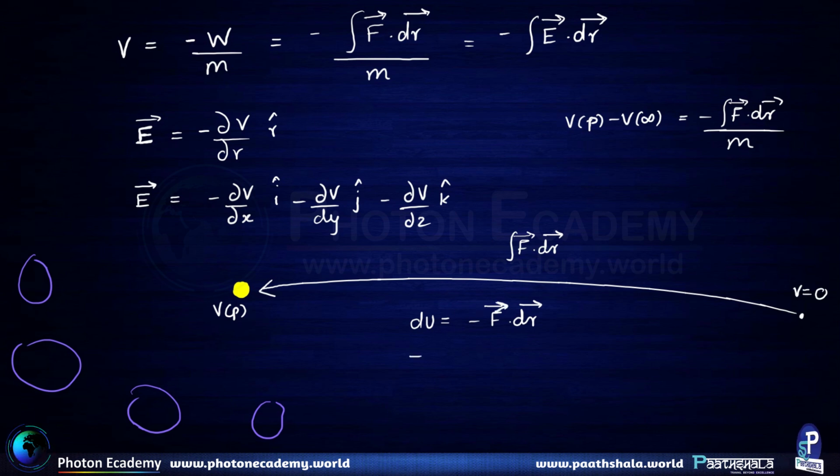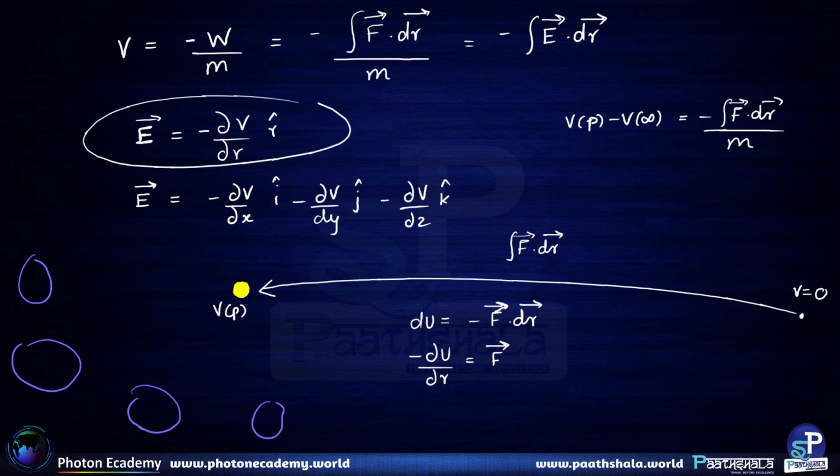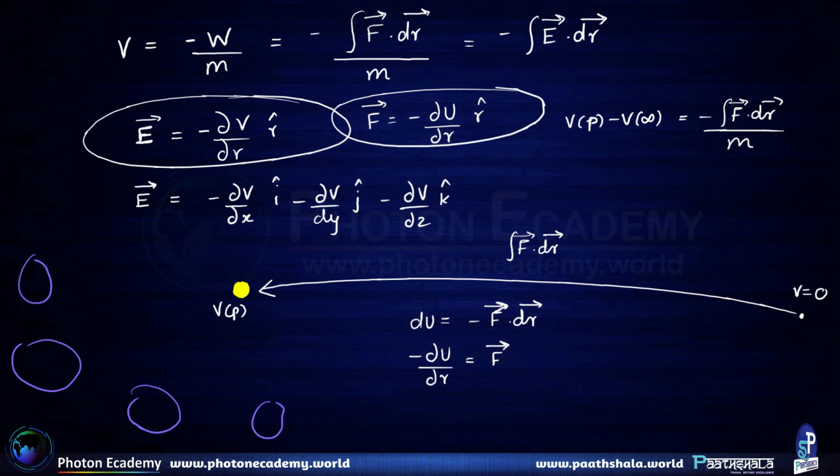Because of this, we are going to get minus del U upon del r is equal to F. Just like we got minus del V upon del r cap is equal to E, we could also write force is equal to minus del U upon del r cap. This we can write also in the gradient notation. So, let me circle this first.